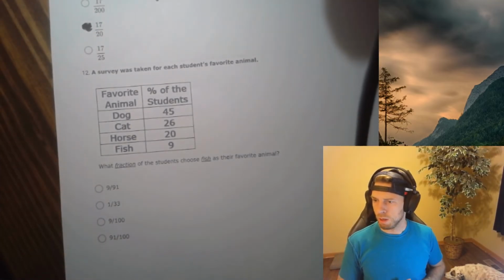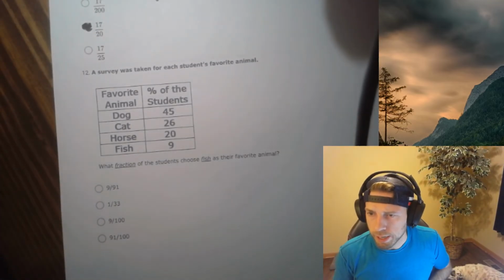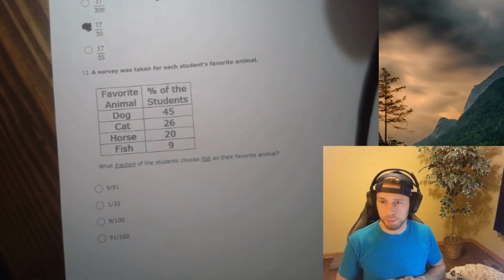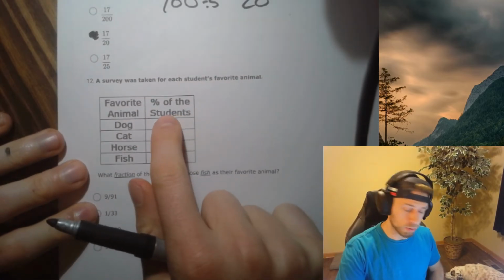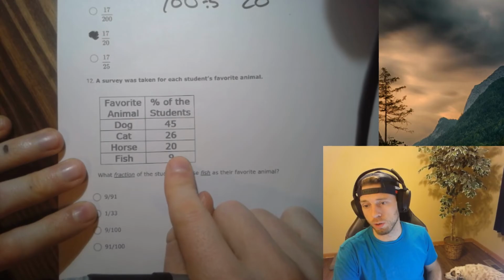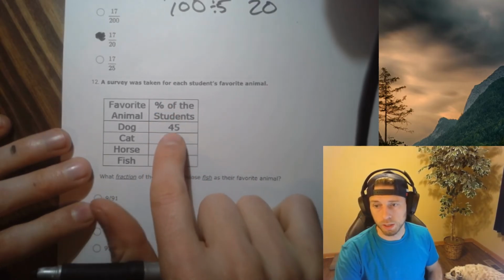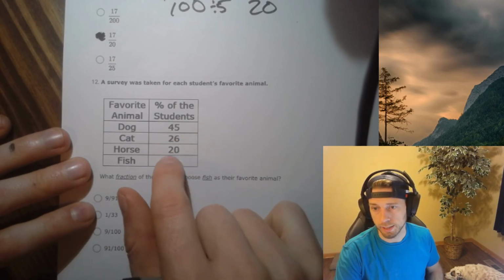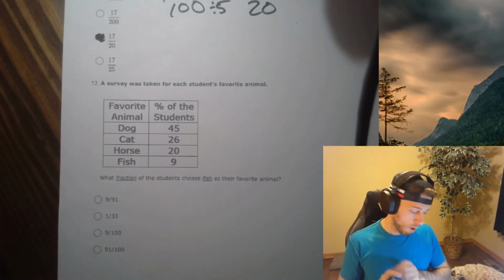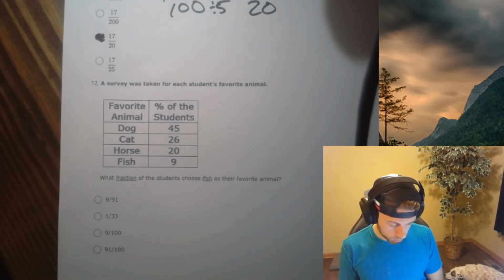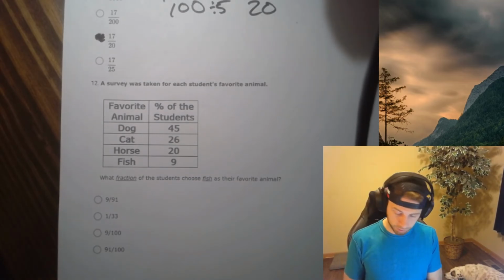Number 12. A survey was taken for each student's favorite animal. Here you can see that this is not number of students, guys. This is percent of students, right? So we don't necessarily know how many kids there were. We just know that this is the percent of them. Looks like most people like dogs, then cats and horses and then fish. What fraction of the students chose fish as their favorite animal?